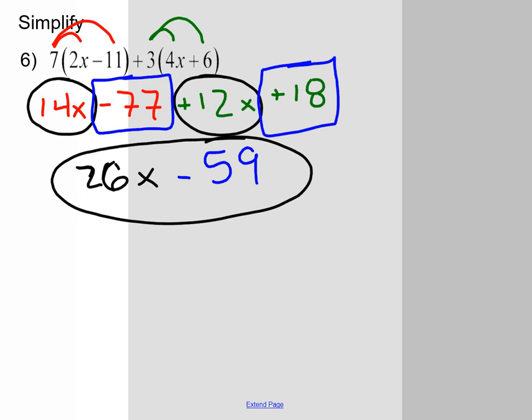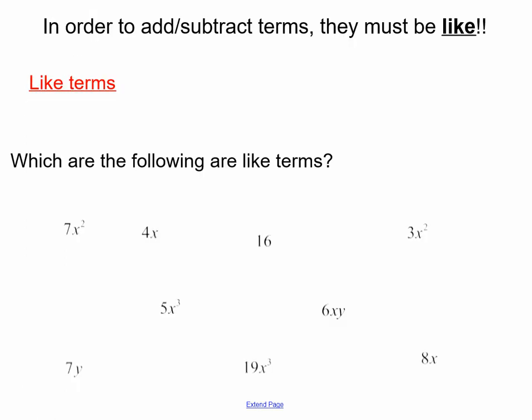In order to add or subtract terms, they have to be like terms. Whoops, sorry. So they have to be like terms. Like terms mean they have the same exponents, and those exponents are connected to the same variables.